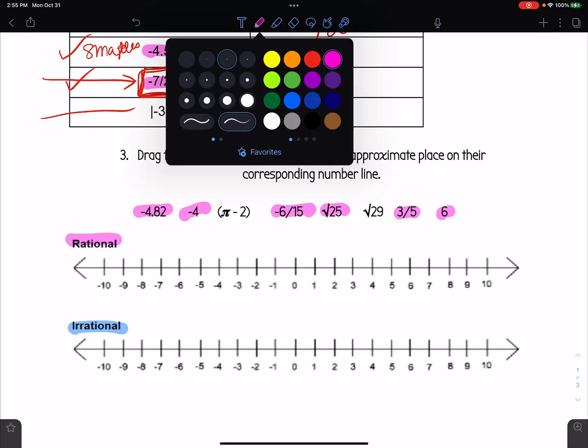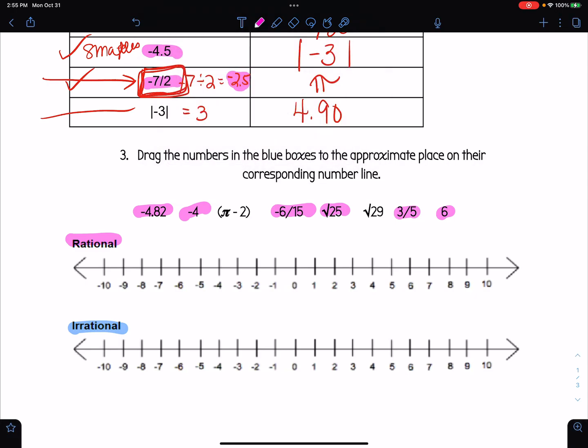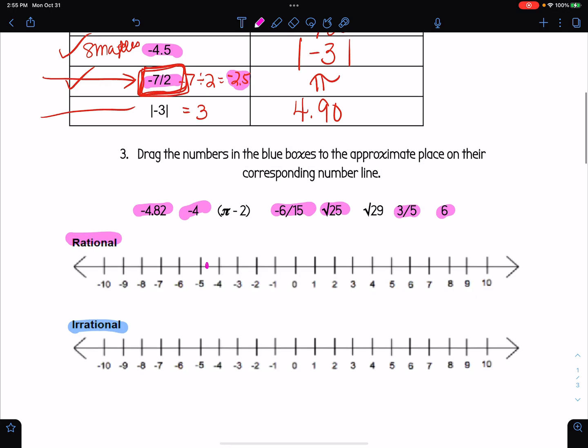I'm going to deal with those first and put those on the number line. So negative 4.82 would be about there. Negative 4 would be about there. Negative 6/15, so that's less than 1. So we'll go with about here. Might not be perfect, but I know it's between 0 and negative 1. Square root of 25 is really 5, so it will go there. 3/5 is not quite 1, so it goes there, and then regular old 6.